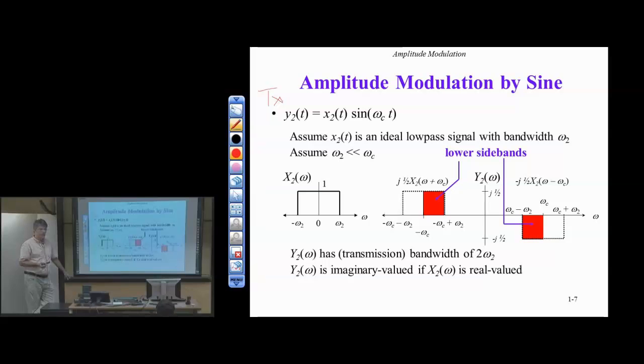But the bandwidth use is the same. The transmission bandwidth is what? The transmission bandwidth is still twice the bandwidth of the baseband signal, so 2 times omega 2 in this case. If X2 of omega is real valued, then Y2 of omega becomes imaginary valued, and I'm showing the imaginary values here by these dotted lines. It's just a way to represent it.